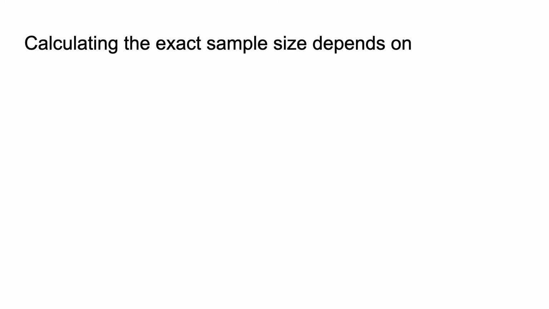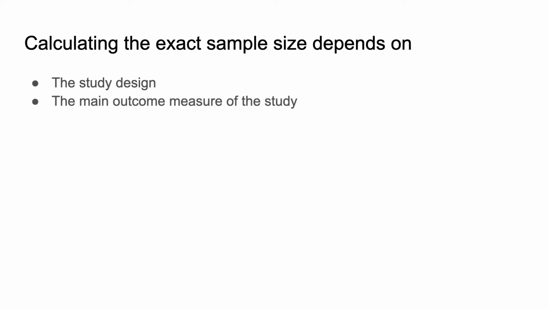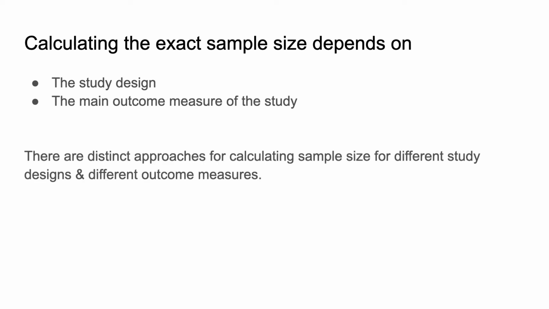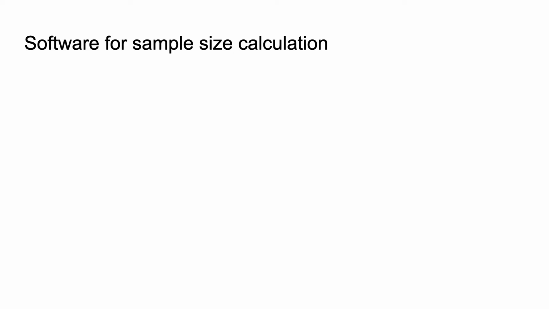So calculating the exact sample size depends on these three factors, that is the accuracy. But other factors that will also influence the sample size would be the study design and what kind of outcome, or the main outcome measure of the study, whether it's categorical, whether it's continuous, and how many groups. So there are distinct approaches for calculating sample size for different study designs and different outcome measures.